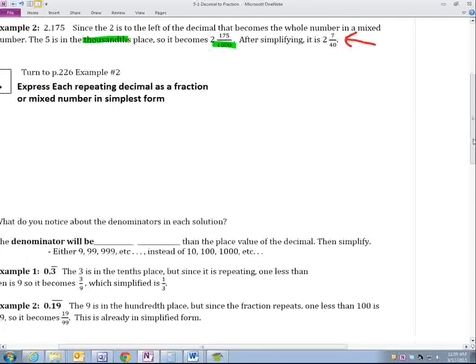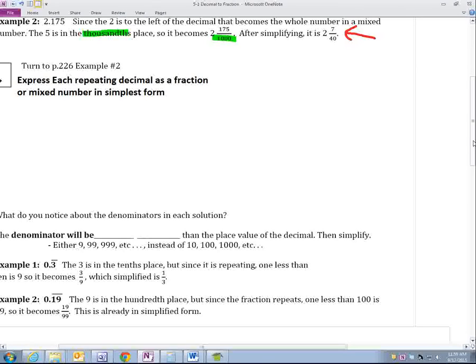So, I don't know why I would make you guys bring your book to use it for 20 seconds.